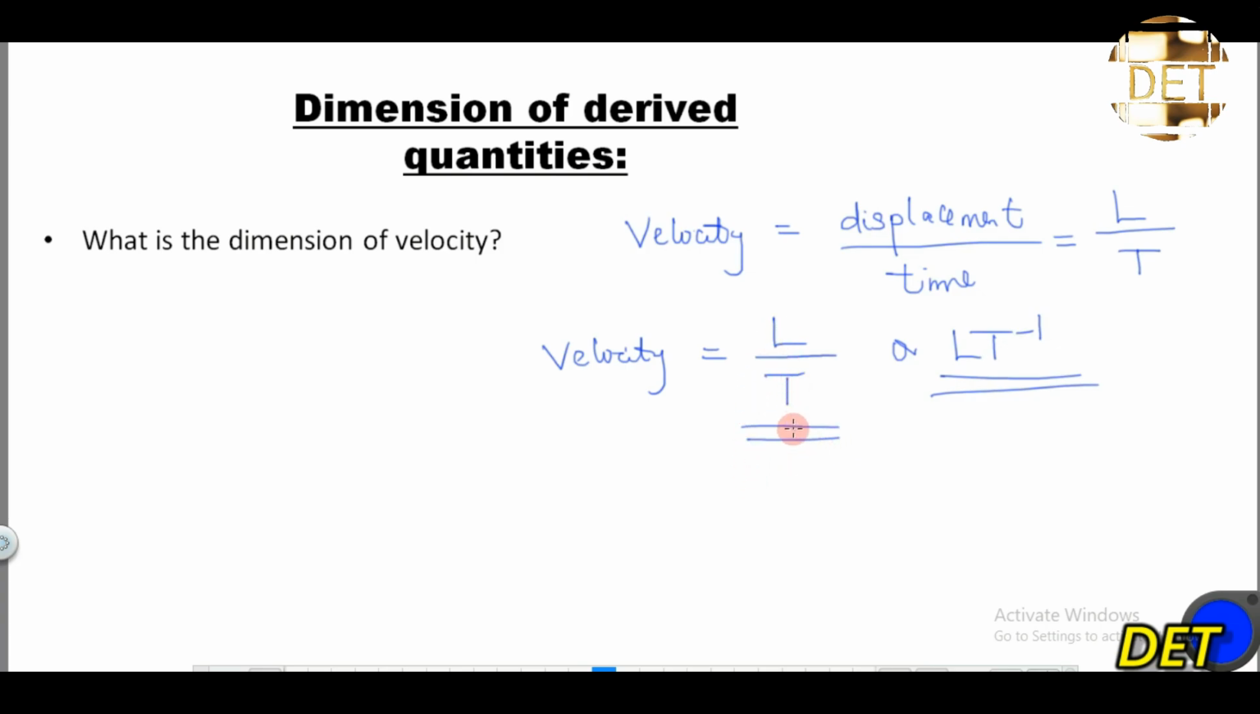It's either L all over T or LT raised to the power of minus 1. This is the dimension for velocity.